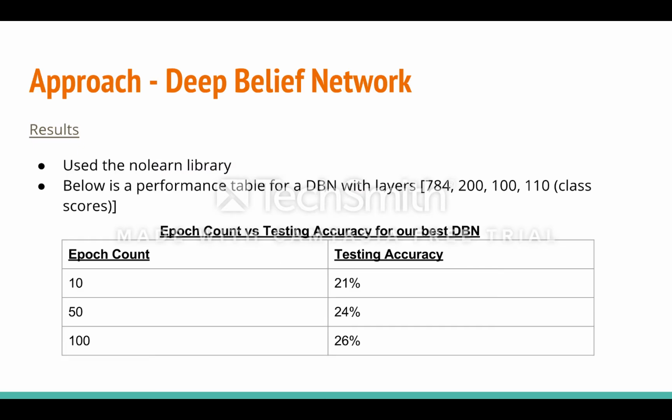Our first approach was to try deep belief networks. The table shows the percentages obtained with respect to the number of epochs. The best accuracy turned out to be 26%. DBNs are generally known to do relatively well in character recognition problems, and so this came as a surprise.